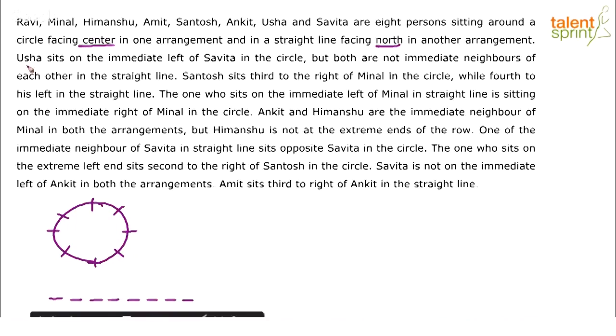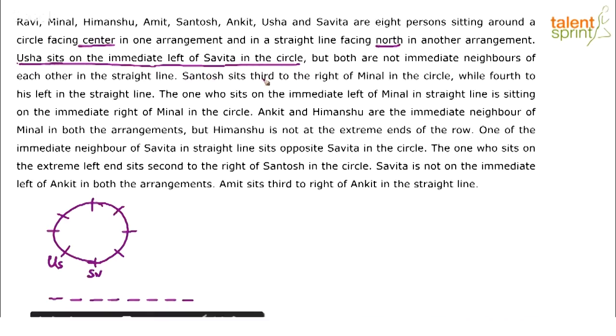So read the first point: Usha sits on the immediate left of Savita in the circle. Let's say this is Savita. Usha sits on the immediate left of Savita. What is left of Savita? Clockwise. So Usha would come here. But both are not immediate neighbors of each other in the straight line. So when you're arranging them in the straight line, you should ensure that both of them are not immediate neighbors, which cannot be done easily now. So we'll put it on hold.